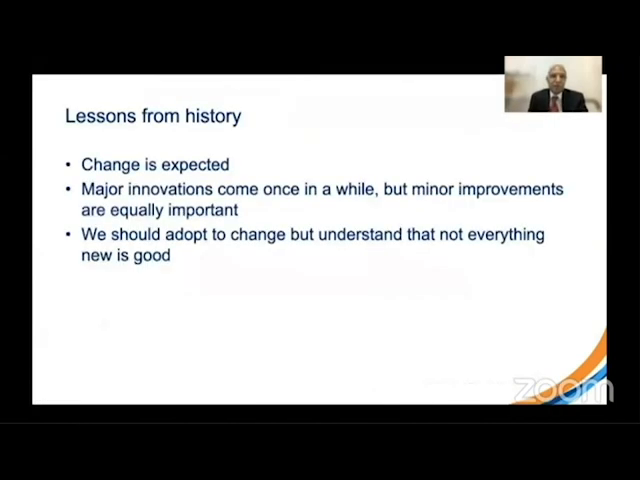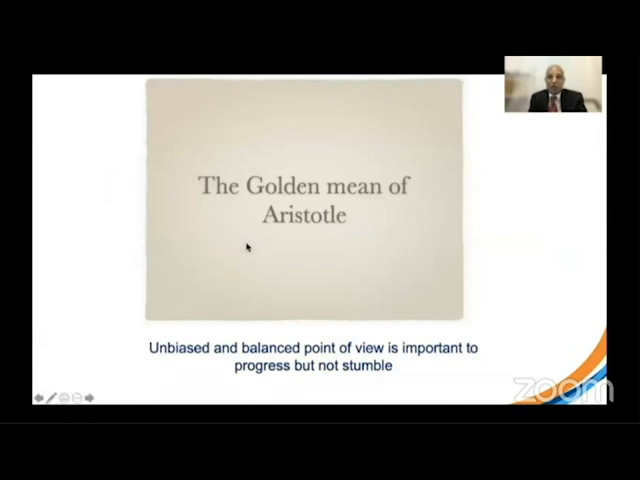So the lessons from history are that change is expected, and major innovations come once in a while, but minor improvements are equally important. One should adapt to the change, but also understand that not everything new is good. So before we adapt, we have to assess whether it is really right to change or not. For this, the golden mean of Aristotle comes in handy. Herein, we don't go to any extremes. We try to have a balanced view, an unbiased view of any new development, and then try to incorporate it into our routine practice. But we don't stumble because we try to incorporate them too soon into practice before it has been tested well.